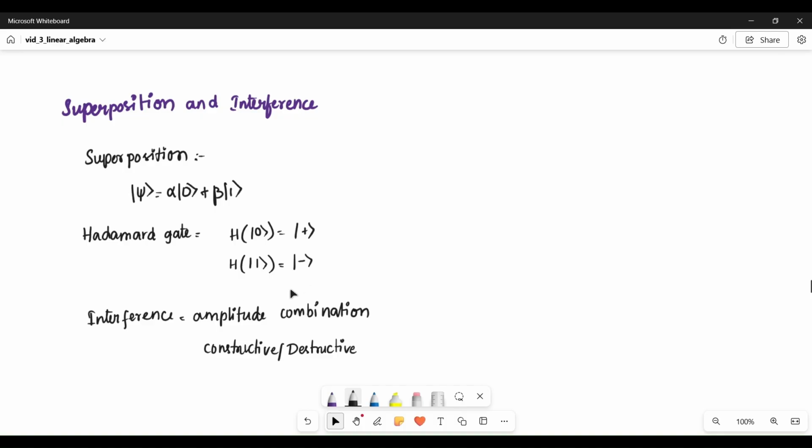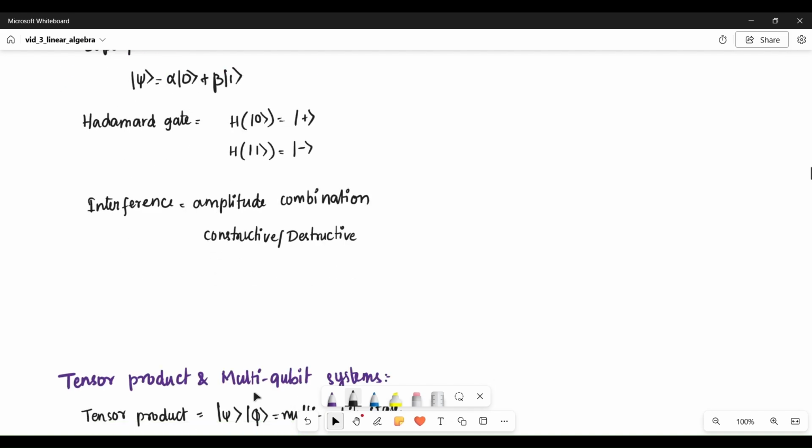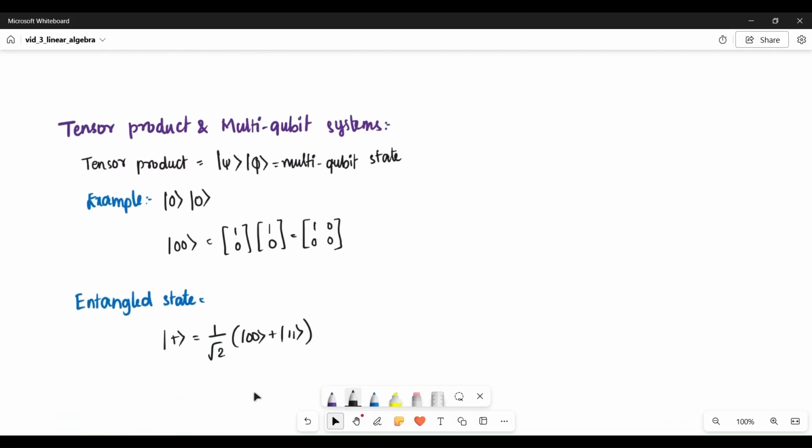When quantum states interfere, their amplitudes combine. This can result in constructive or destructive interference. Algorithms like Grover's and Shor's are powered through interference. This is also key to quantum parallelism, evaluating multiple possibilities at once. Now let's see about tensor products and multi-qubits.